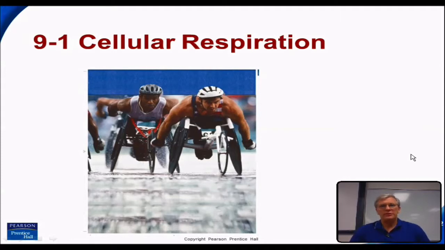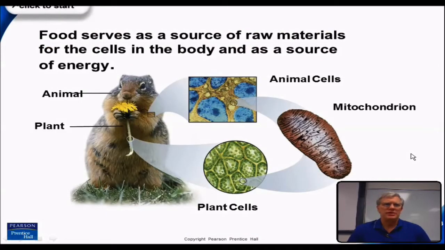Up until this point, we've seen how plants can undergo photosynthesis and make their own food, and they are known as autotrophs because they have the ability to do that. Animals are called heterotrophs because they need to get their source of raw materials and energy from eating things, eating plants that make the energy, or eating other animals that ate the plants that made the energy.